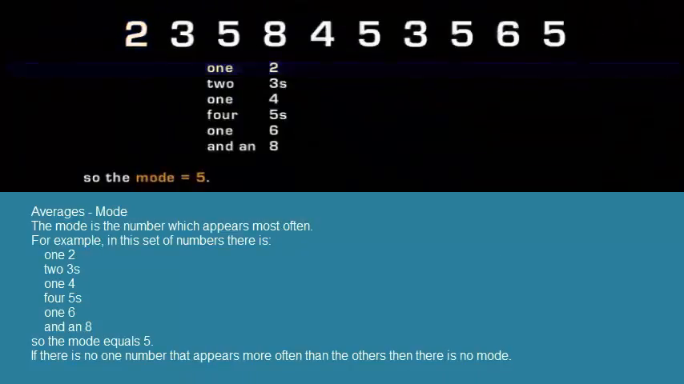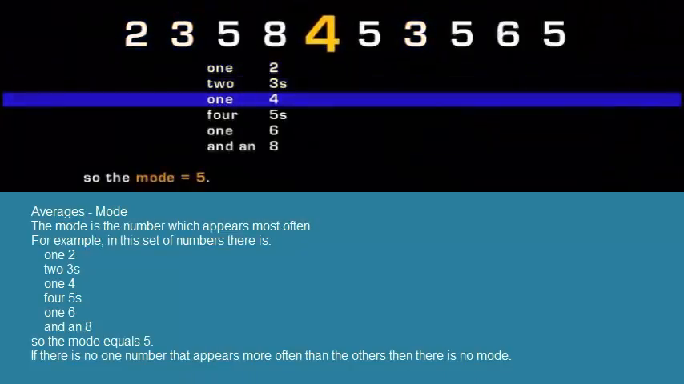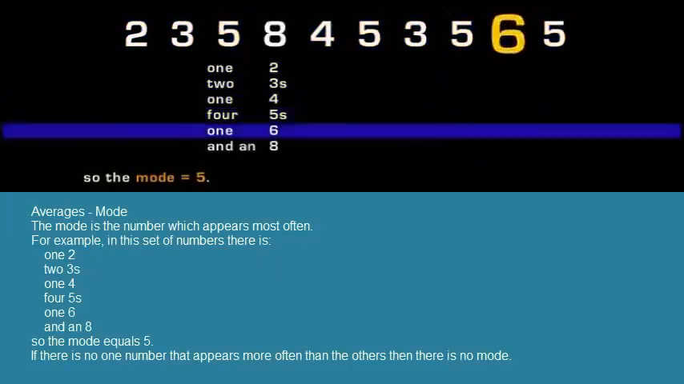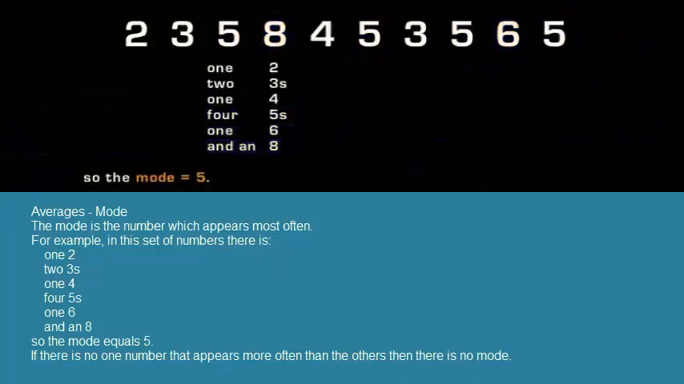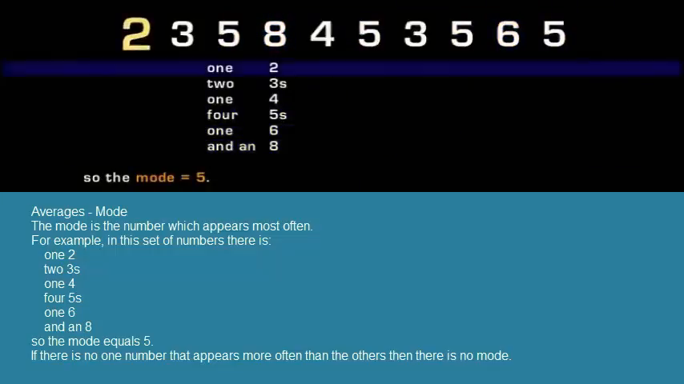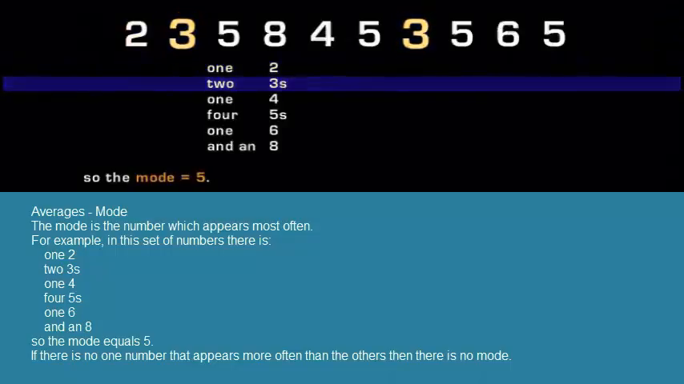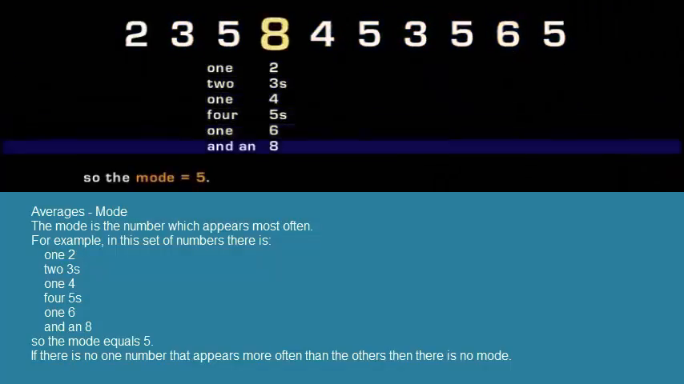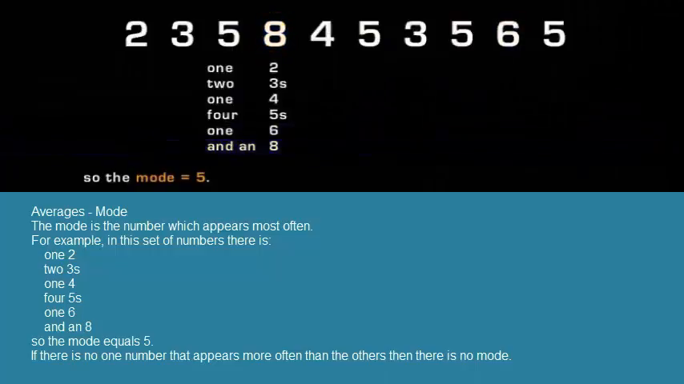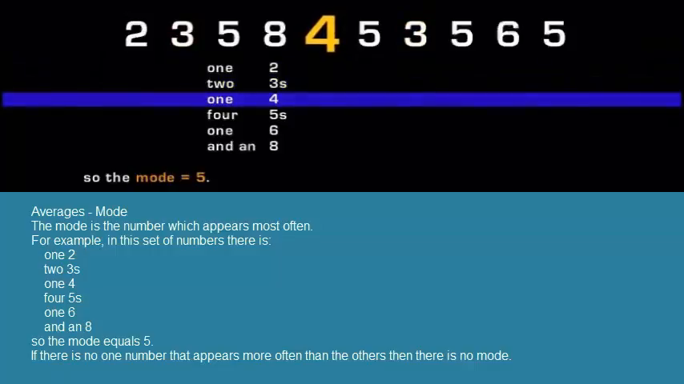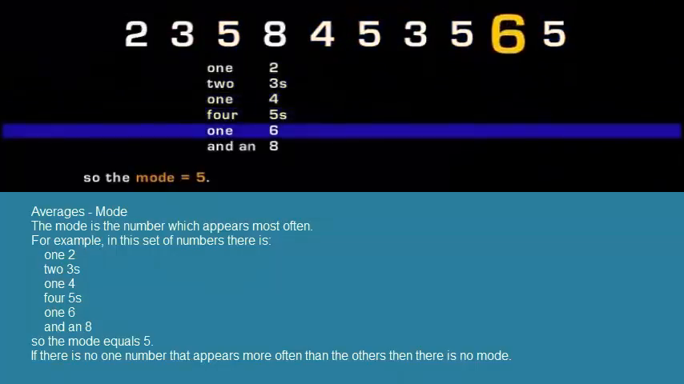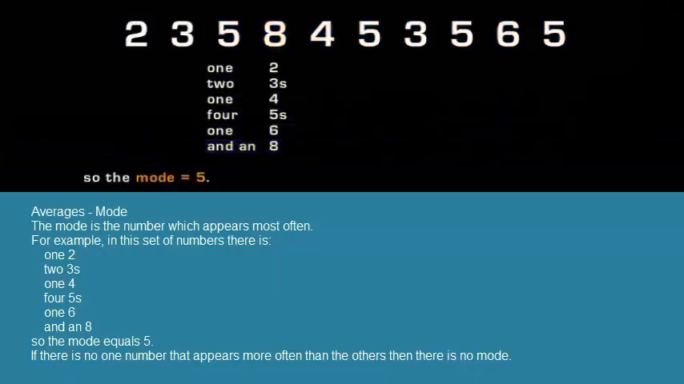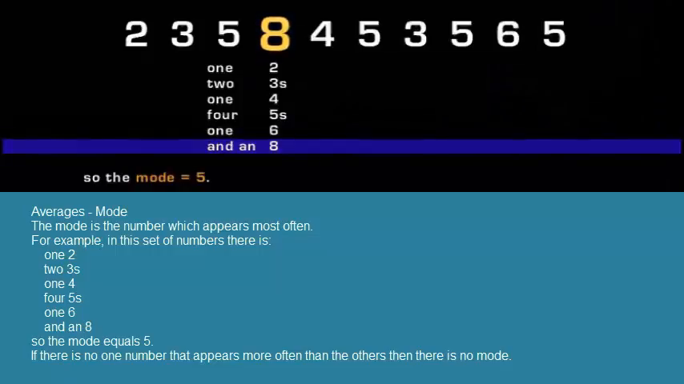The mode is the number which appears most often. For example, in this set of numbers, there is 1 2, 2 3s, 1 4, 4 5s, 1 6, and an 8. So the mode equals 5. If there is no one number that appears more often than the others, then there is no mode. For example, in this set of numbers, there is no mode.